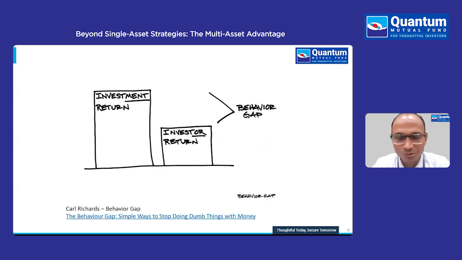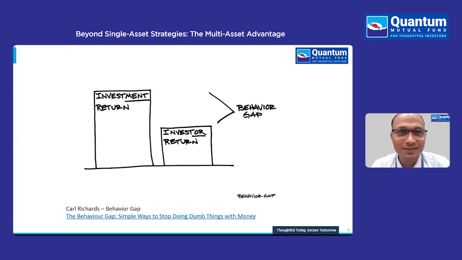So the idea is to bridge that behavior gap. Now, there is a beautiful book by Carl Richards called The Behavior Gap, and Mr. Carl Richards defines the behavior gap as the difference between the investment return and the investor return. So we all have seen that maybe in equity, if you have invested in Sensex, in 20 years you have achieved 13% CAGR or 14% CAGR or whatever number.